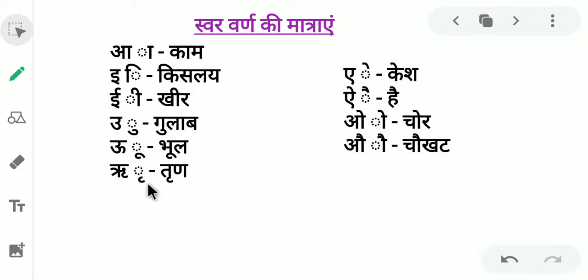re, trid. Okay. A, kesh. I, hai. O, chor. O, chaukhat. Later when I teach about consonants, you will understand where this ka, ma came from. So later we will learn. I think in the third lecture we will study how to write these terms.